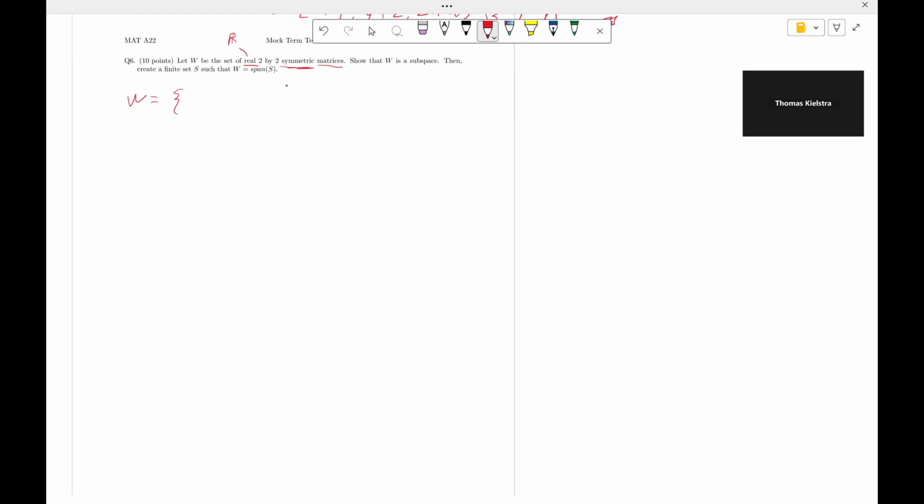And what we have to do is know that this means that W equals the set of [A, B; C, D] in M 2 by 2 R such that B equals C. And that's what we're given. And we want to create a finite set S such that W equals the span of S. And to do this, what we do is we consider X in W.